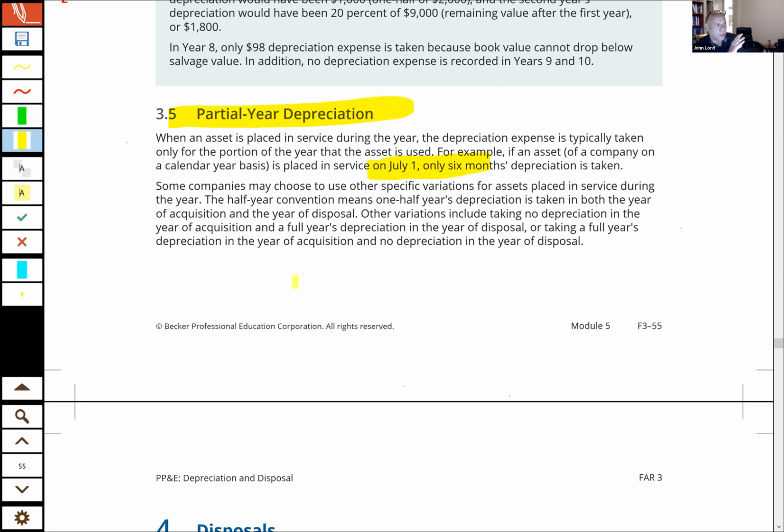Or what they could do is give you the life, and if you wanted to get the answer with a half a month in there, then you'd have to figure out the monthly depreciation. So if it was a 3-year life, you divide it by 36 months, and then if it was in use, say 7.5 months, because they put it in halfway, multiply that by 7.5.